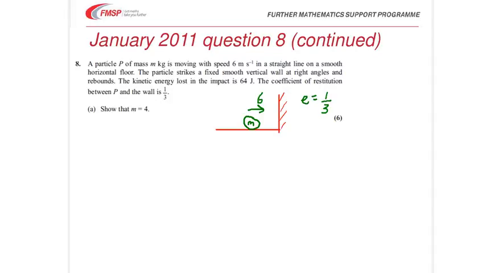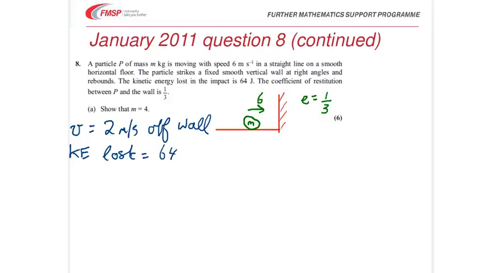This particle's got a speed of 6 before it collides with the vertical wall, and the coefficient of restitution is a third, so we can easily write down that v equals 2 meters per second as it rebounds off the wall, 1/3 of 6. Now, the question tells us that the kinetic energy lost is 64 joules.